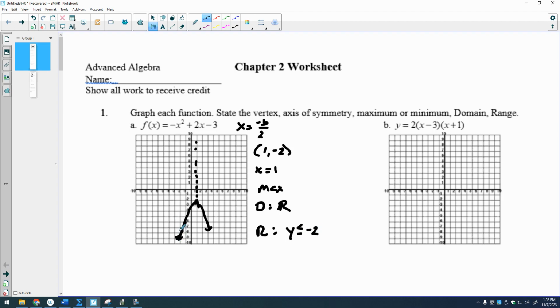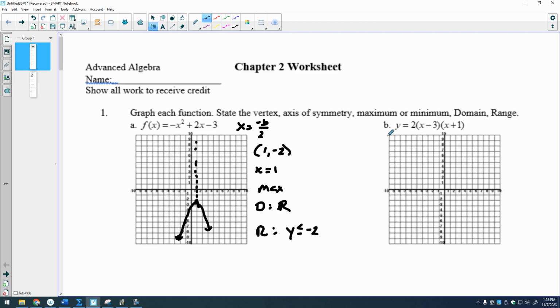My largest y value, my graph comes up, up, up, and it turns at negative 2. My y value's largest value is negative 2, and it's everything below that. So y needs to be less than or equal to negative 2. Domain, these arrows go forever. It will eventually get to all the x's. All right, there's question A.